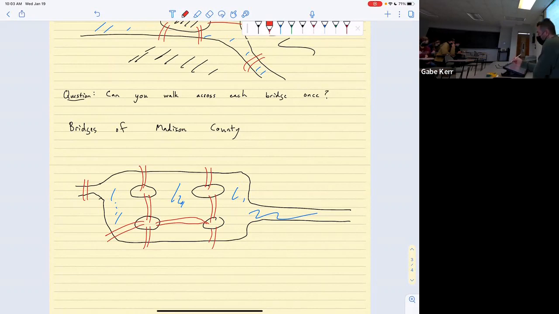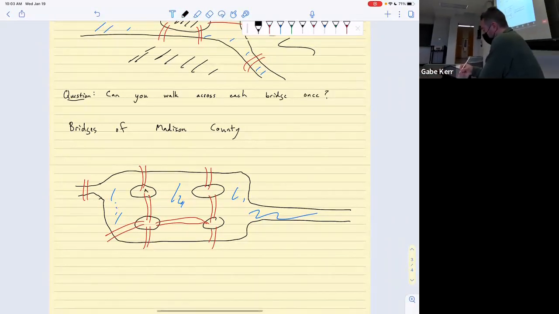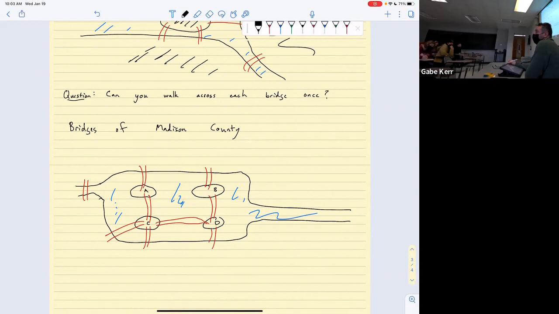So a similar kind of problem here. I think with the Madison County one, they label the islands and they say, can you start on one island and end on the other, if there is a solution? That's the more precise problem. So it's a slight variant.